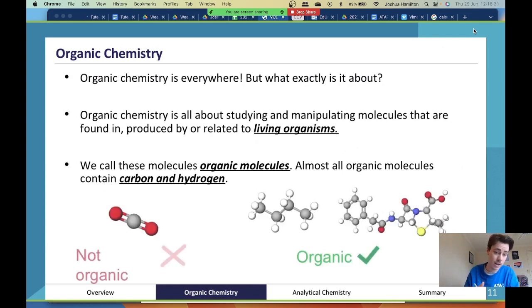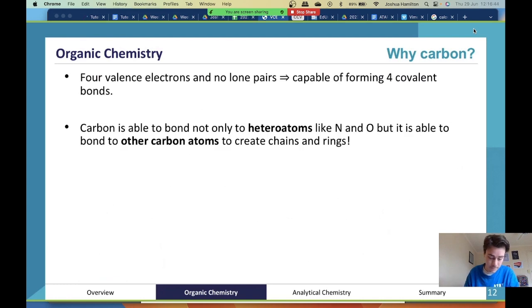So this is not organic. So we're looking at a CO2. Here we're looking at organic molecules. I think our first one there is butane, and then we've got a far more complex molecule there that I don't know what it is. So these are all organic molecules. It's really important, so these ones on the right, it's really important you understand that organic molecules are going to contain carbon and hydrogen. That's just the basis of it.